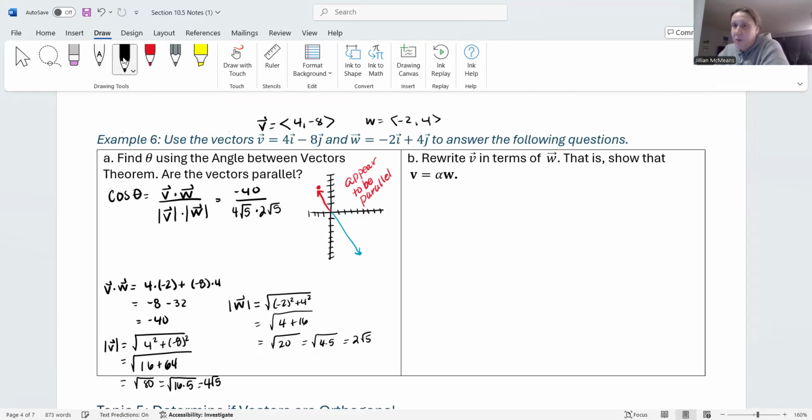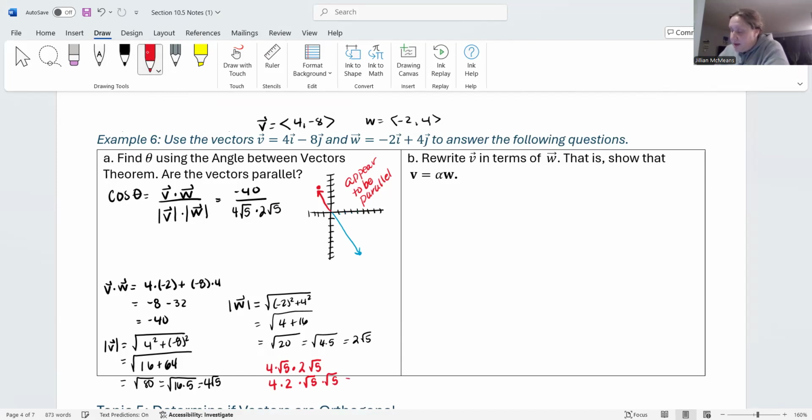So let's think about what this is going to do. I'm going to do a little side work here, and I'll do it in red just so you can understand. If I have 4 times the square root of 5 times 2 times the square root of 5, I can take the 4 and the 2 and multiply them, and then I can take the square root of 5 and multiply it by the square root of 5.